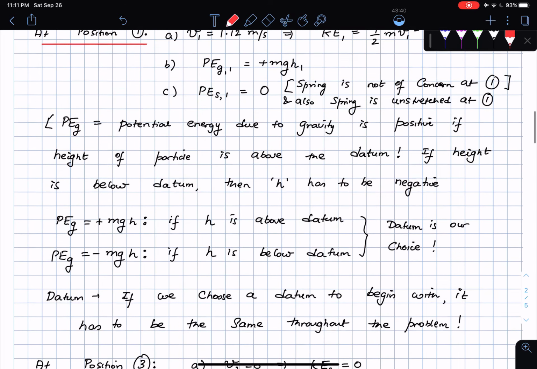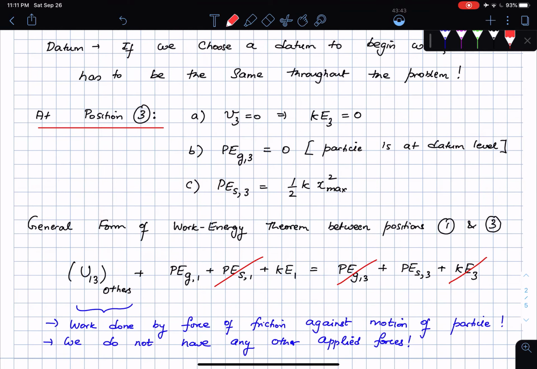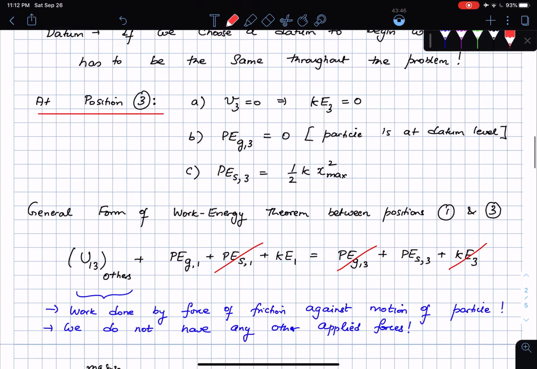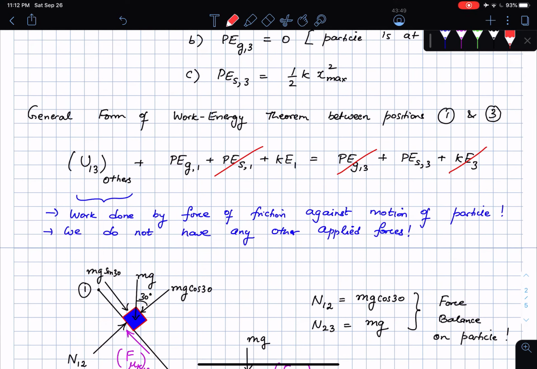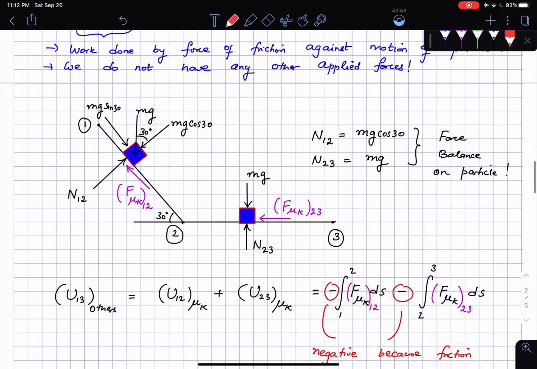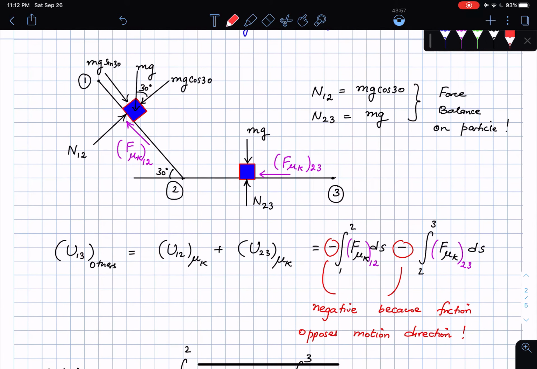We have all these terms. Position 2, write down all the energy terms. Then make sure that you're accounting for any other forces. We have a force of friction which is trying to do work against the motion of the particle, so that's going to be a negative force, or a negative work done. So this implies that I have to draw the free body diagram at some arbitrary position between 1 and 2 and between 2 and 3. So these are the free body diagrams at some position between 1 and 2 and between 2 and 3.